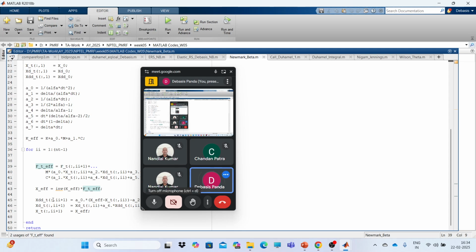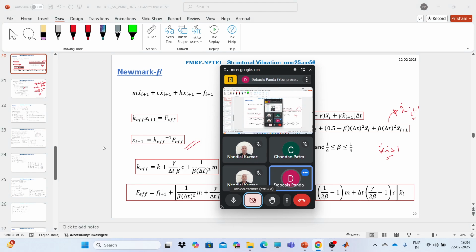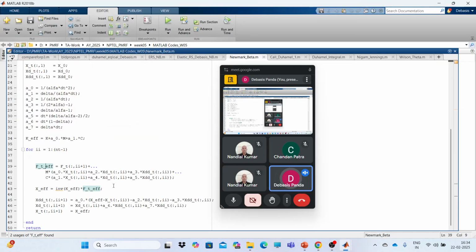So here x double dot t, from where are we getting it? From this second expression. If you simplify this expression for x double dot i plus 1, you will get it here, and x dot i plus 1 is written here straight away. And my x i plus 1, the displacement, is nothing but this k effective inverse multiplied by f effective. So these three long expressions are written over here. The f effective and k effective we have already defined.